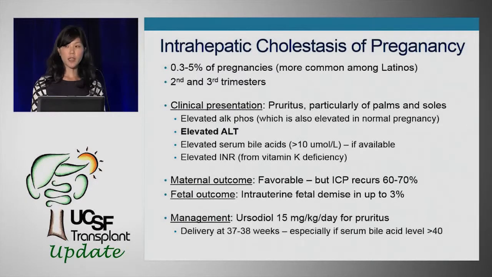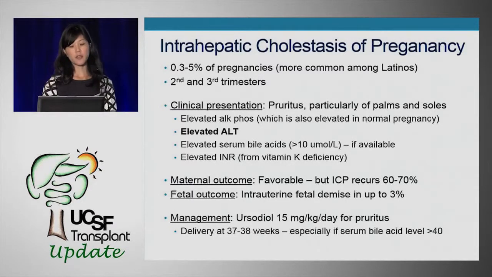Patients with ICP can also have elevated INRs, but this is not from fulminant hepatic failure. This is from vitamin K deficiency. ICP does not progress to fulminant hepatic failure. ICP is associated with very favorable maternal outcomes, but does recur in about 60 to 70% of cases. But it is the fetal outcome of intrauterine fetal demise that occurs up to 3% that really is the dreaded outcome.